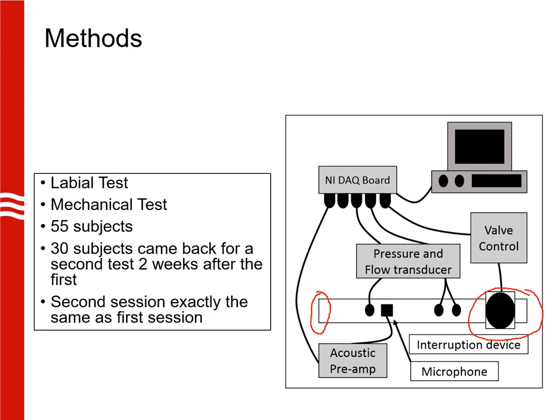For our testing, we had 55 subjects over the age of 18. Subjects performed 10 trials with each the labial and mechanical methods. In order to test the retest reliability of these methods, 30 of the 55 subjects came back for a second session 2 weeks after the first session. The second session was exactly the same as the first. To determine the retest reliability of each method, we calculated the percent difference in coefficients of variation for each metric measured at both sessions.